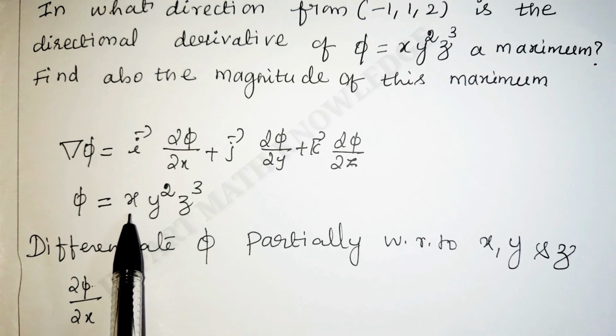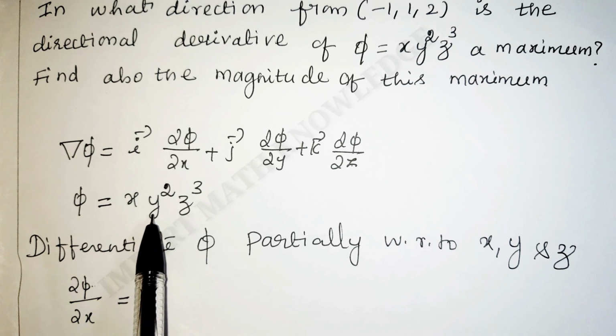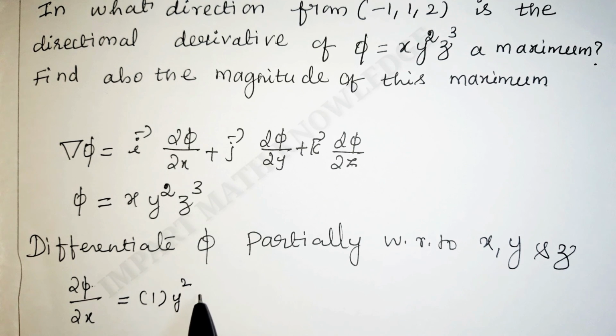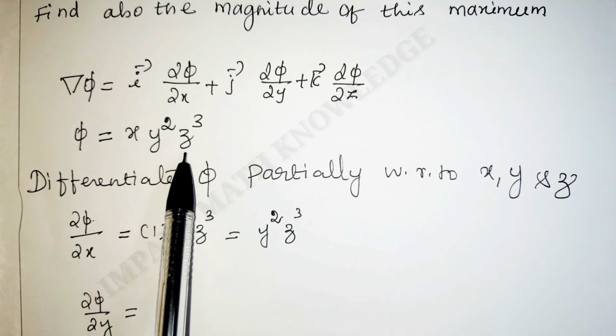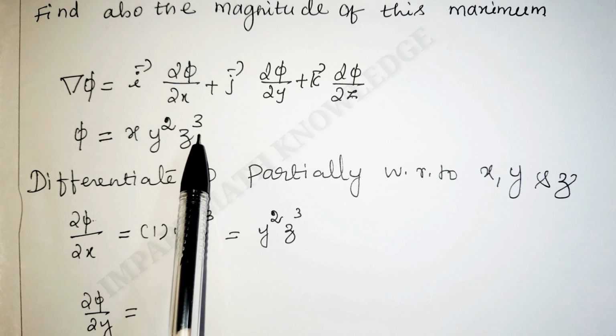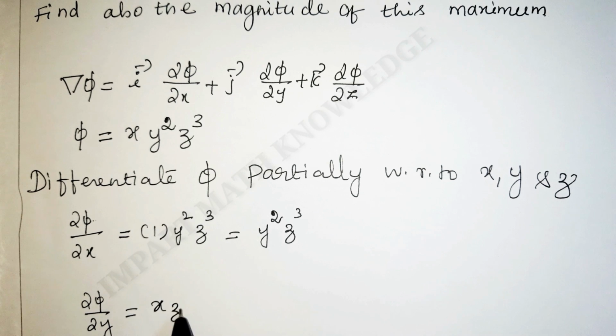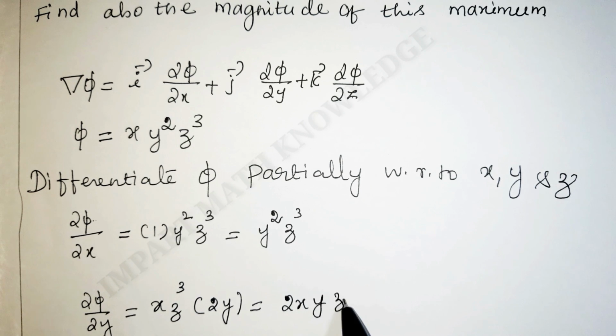Here x is there. Differentiation of x is 1. So 1 into y square z cube. So dou phi by dou x is y square z cube. Dou phi by dou y, you have to differentiate phi partially with respect to y. Here x y square z cube is there. You write x and z cube as it is and you differentiate y square. Differentiation of y square is 2y. So dou phi by dou y is 2xy z cube.